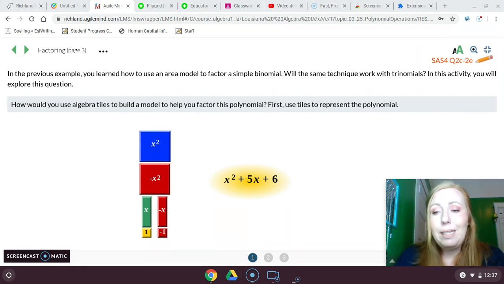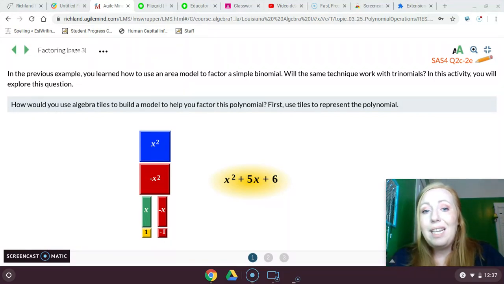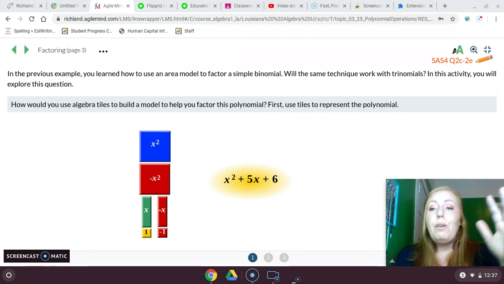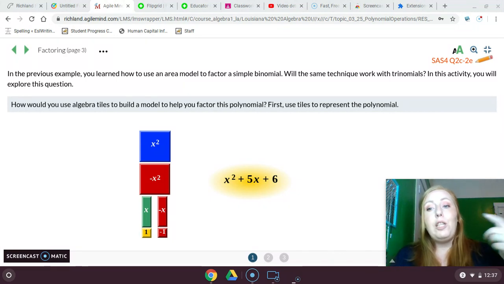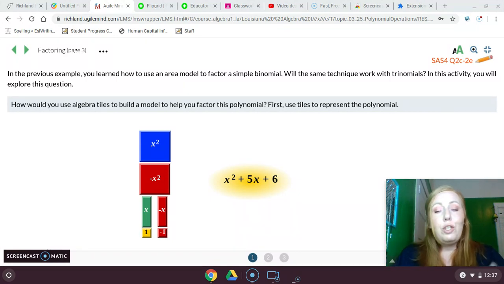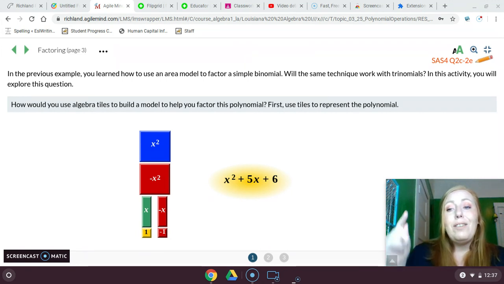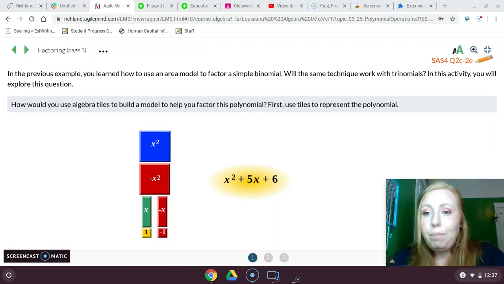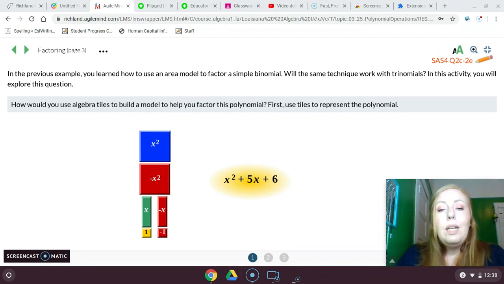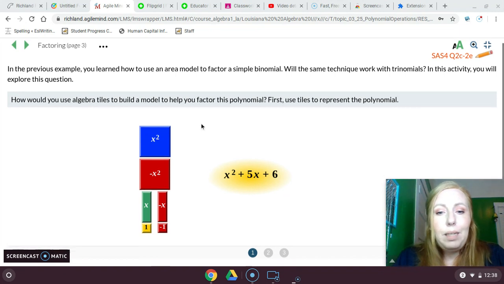I want you to pause this right here. Go to your Go Formative, and your very first problem for today is this polynomial, and I want you to see what you can draw. I just want you to see if you can use your algebra tiles before we move forward. So pause right now. Okay, now you should have already tried your best at expressing this polynomial. Let's see if what you did matches what we got right here.